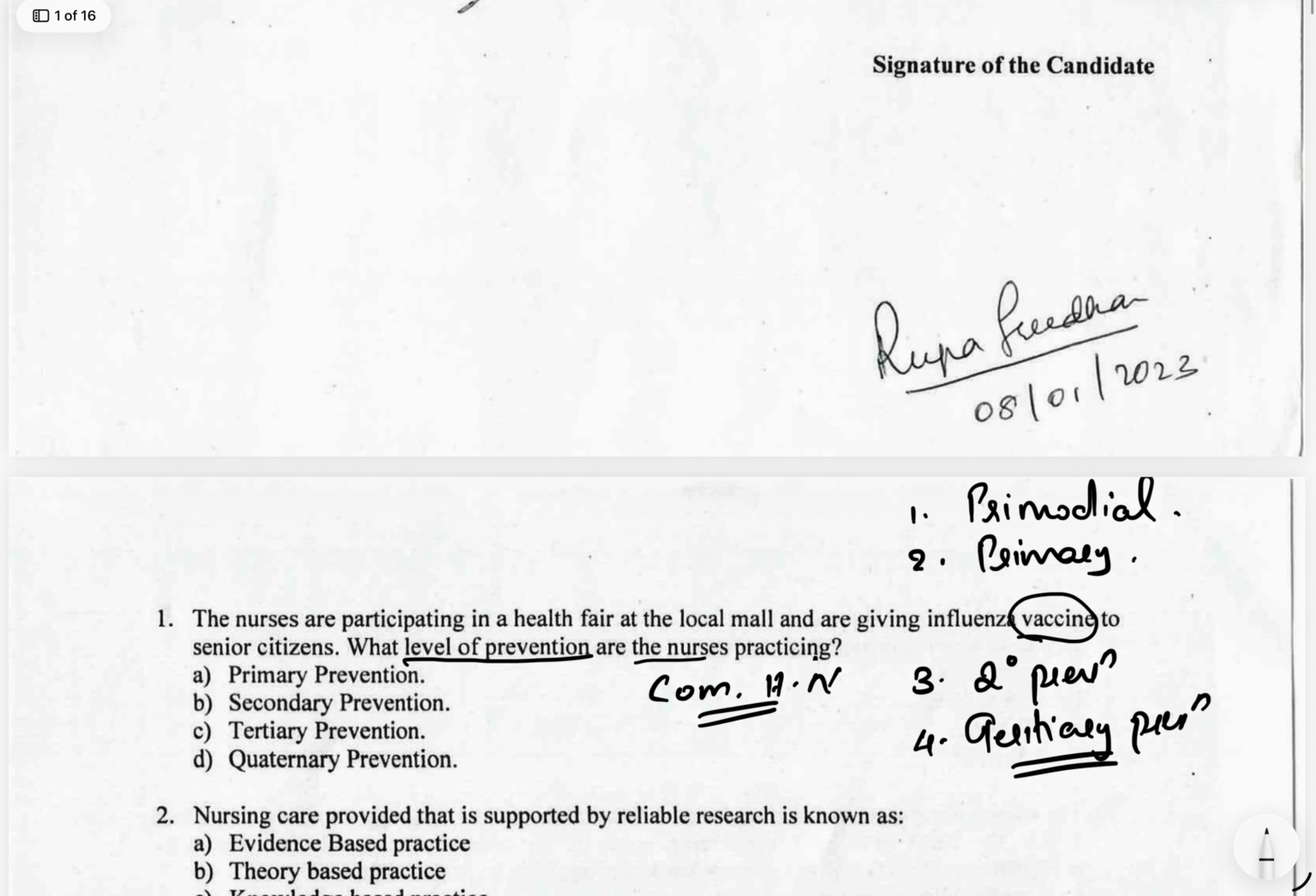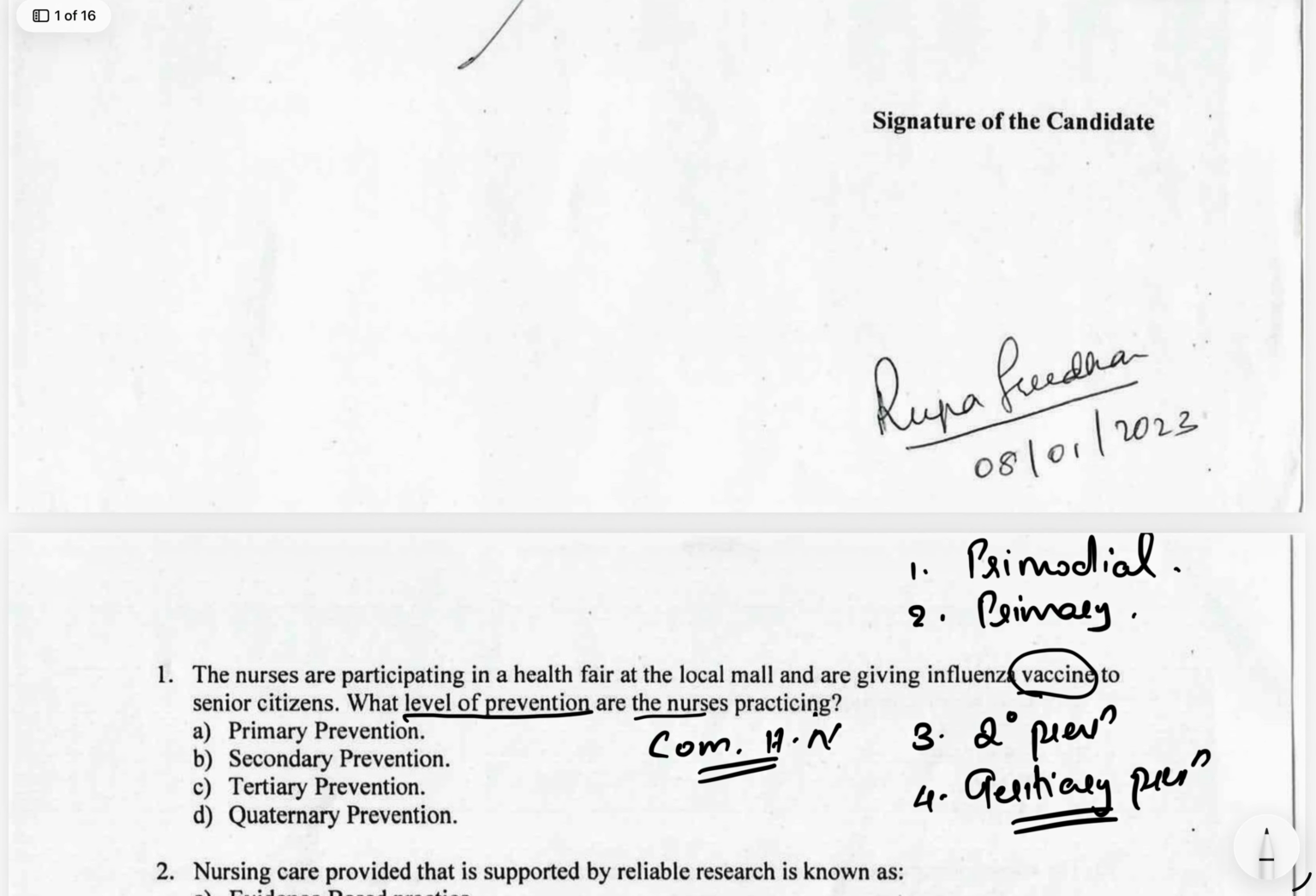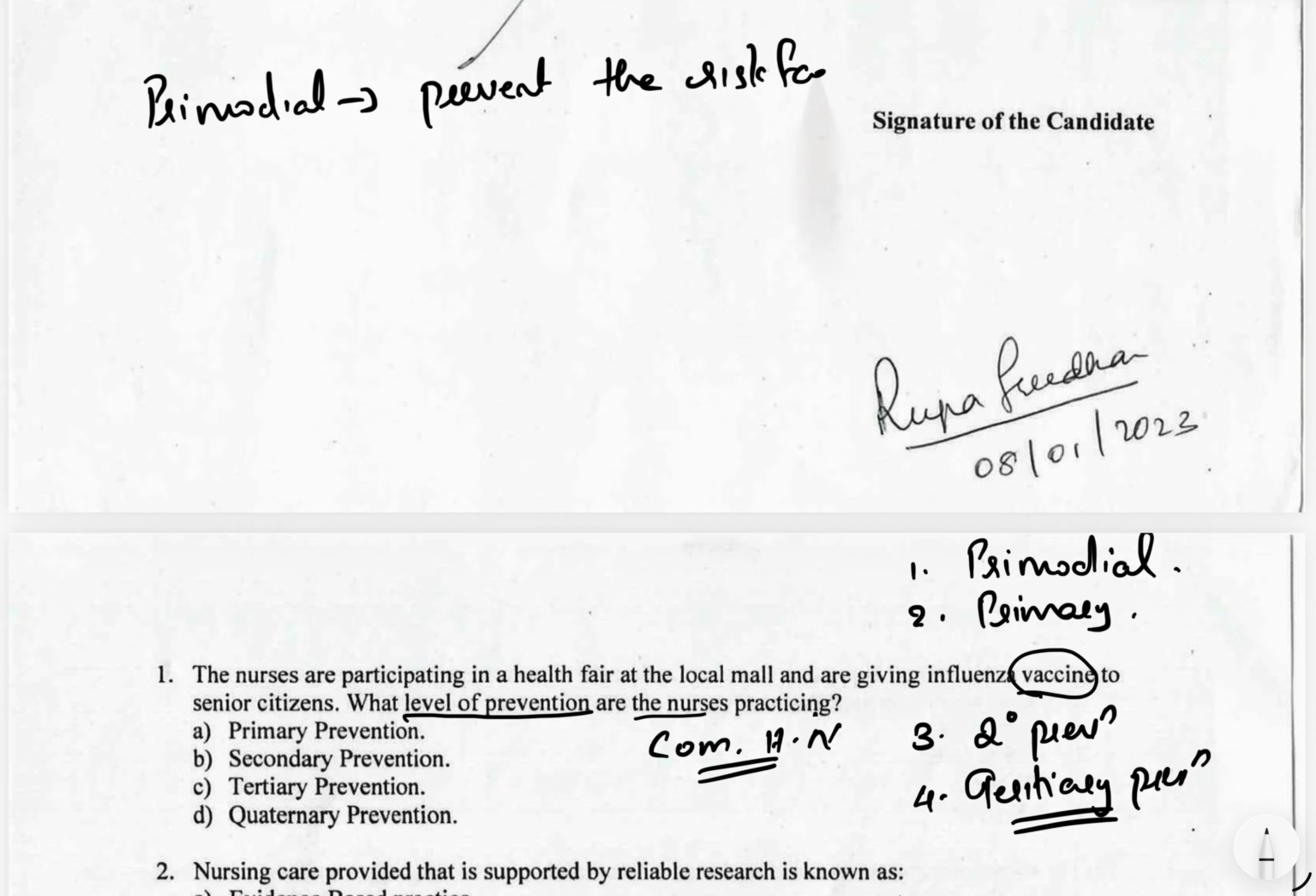Primordial prevention means preventing the risk factor itself. Remember, primordial prevention means we are going to prevent the risk factors. For example, I am not a smoker. Okay, I don't smoke, and I don't have any risk factors of smoking because I don't smoke. But still, if somebody is coming to me and educating me about the problems of smoking or what are the dangers awaiting a smoker, if you are teaching me that even without a risk factor, that is called primordial prevention.